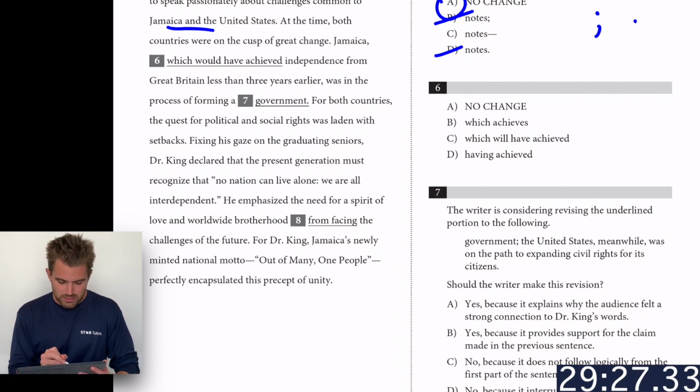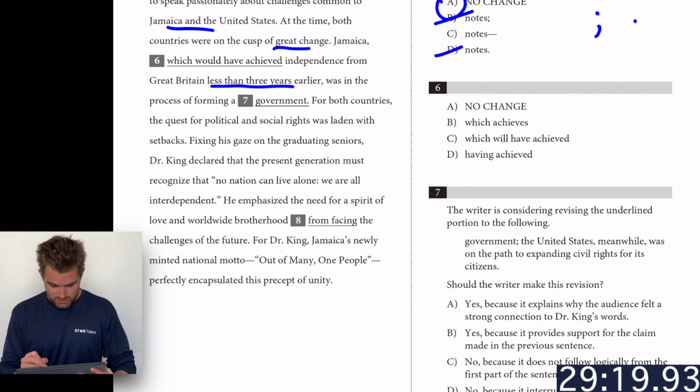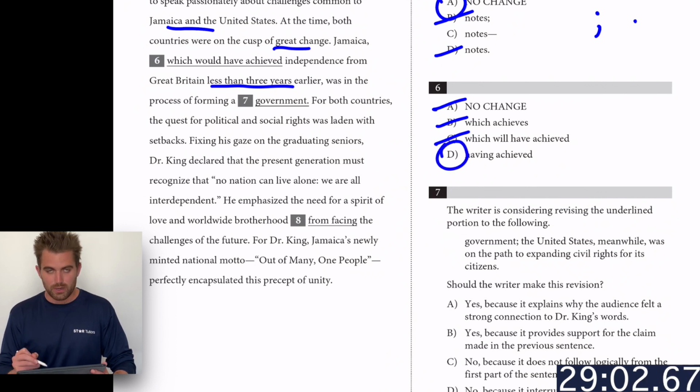At the time, both countries were on the cusp of great change. Jamaica, which would have achieved independence from Great Britain... no, A is off. Which would have achieved independence is saying that it may have done it. No, it did. It achieved it 3 years earlier, forming its own government. Which achieves? No, it's not a present thing. Which will have achieved? No. It's having achieved, right? Having achieved says that is what happened. Jamaica, having achieved independence from Great Britain less than 3 years earlier, comma, there's a modifying phrase there, was in the process of forming a government.